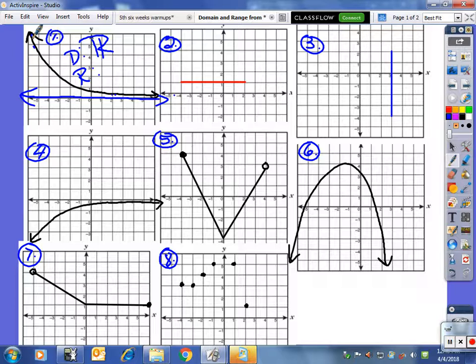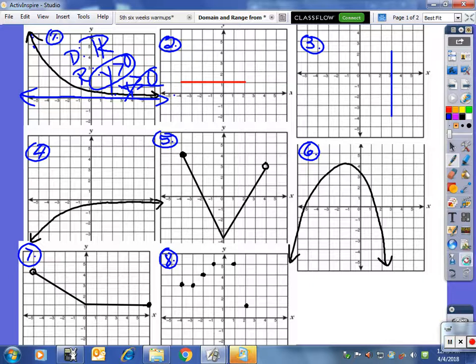There is no negative 0. Zero is what it's approaching. They're going to put both of these answers down there most likely: y is greater than 0, or y is greater than or equal to 0. Which one is it? It's just greater than. It will never actually touch that value of 0.